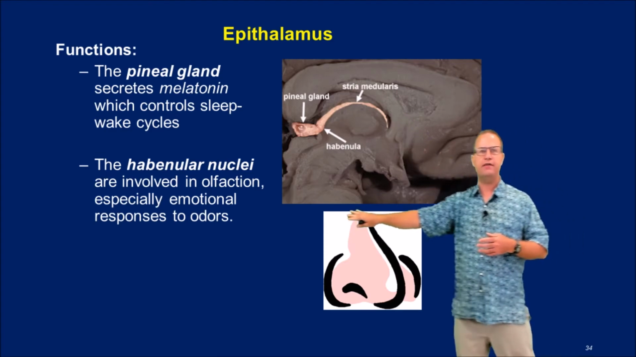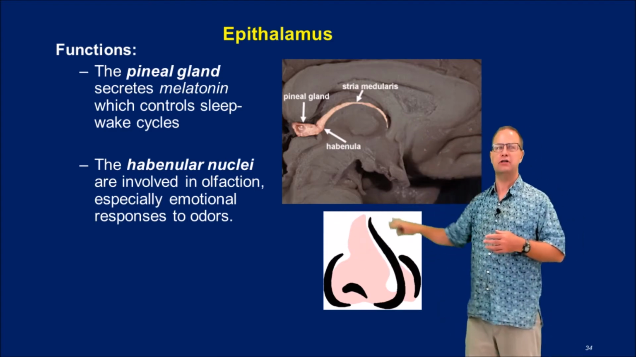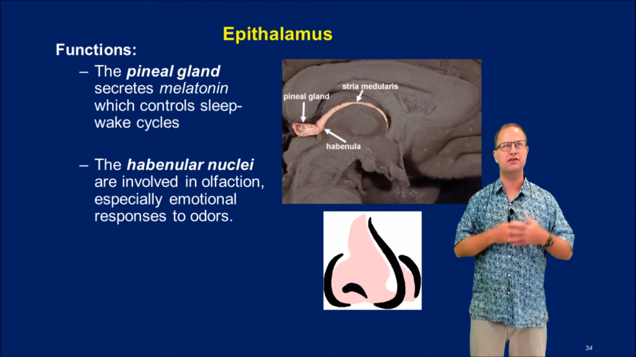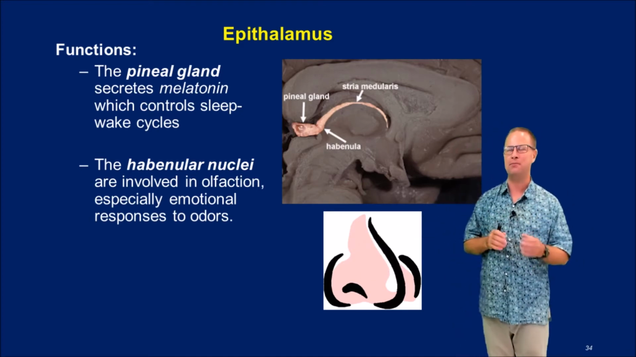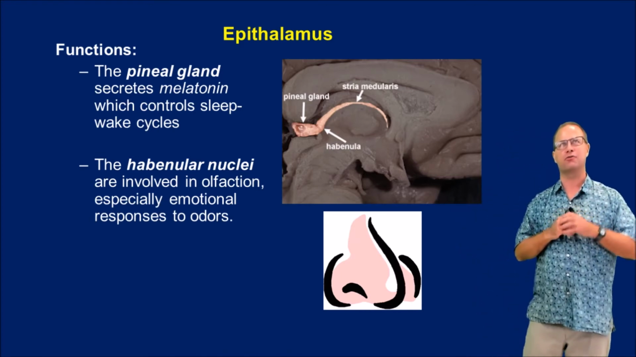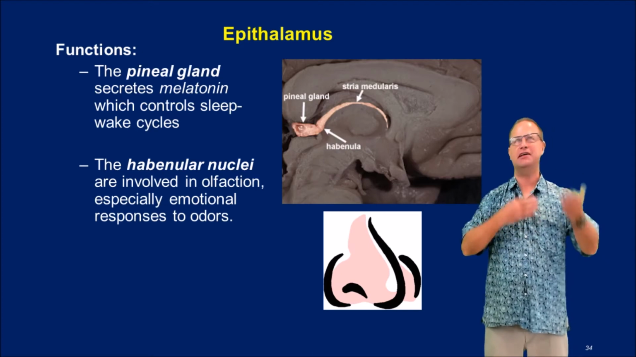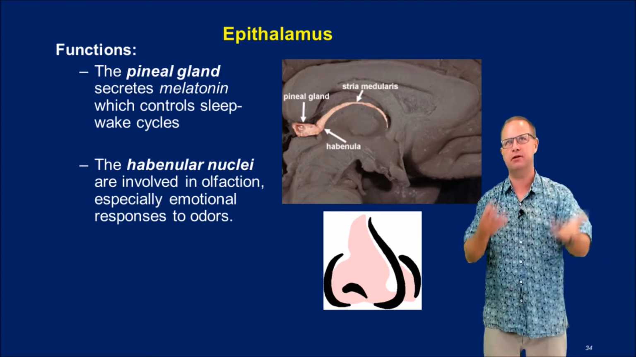The other part of the epithalamus is this habenular nuclei, if I could pronounce that, and that involves forming memories associated with smells, which is kind of weird. So think about what your grandma's house smells like or what your auntie's house smells like, right? They have particular smells, and if you smell that smell, it probably brings you back.